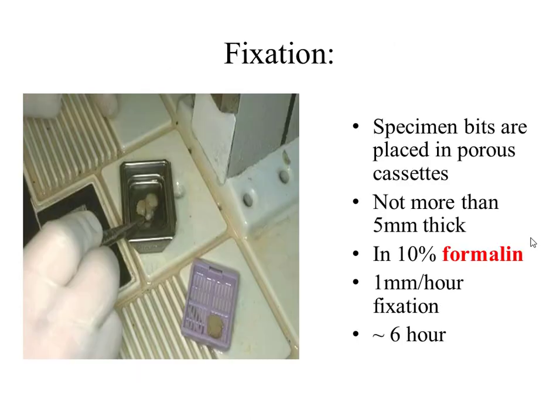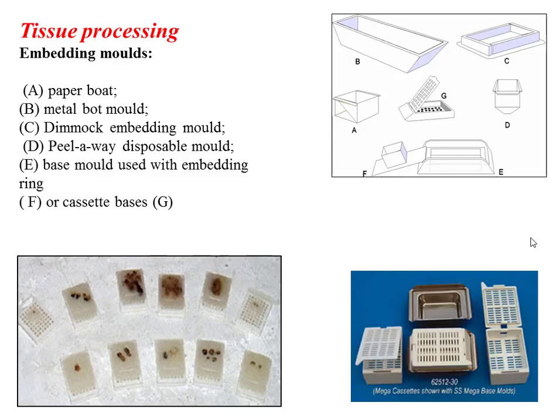Fixation. Specimen bits are placed in the porous cassettes, not more than 5 mm thick, and then fixed in the formalin, 1 mm thickness per 1 hour of fixation. Something about 6 hours. Then it's put into the metal mold from the cassettes.